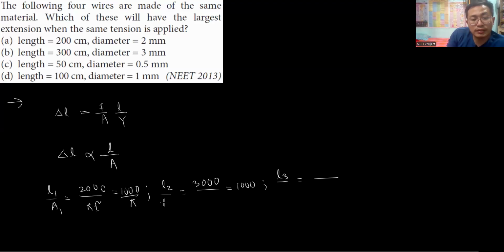So now A2, pi into 1.5 square. Yes, 3 by 2 is 1.5. So 2.5 by 10, 1.5 square, 2.5 by 100... then 25 into 4 is 100, and 25 into 9 is 225. So 4000 by 9 pi.